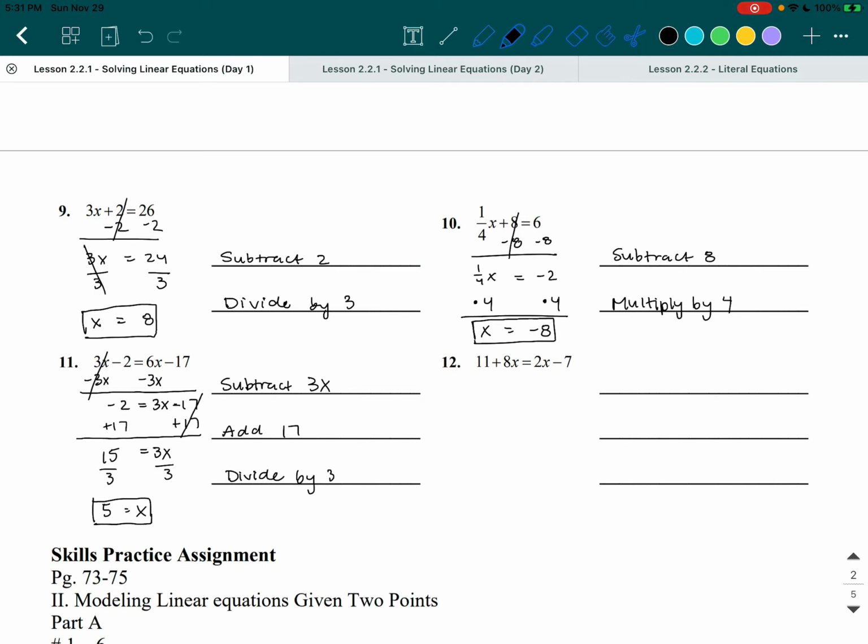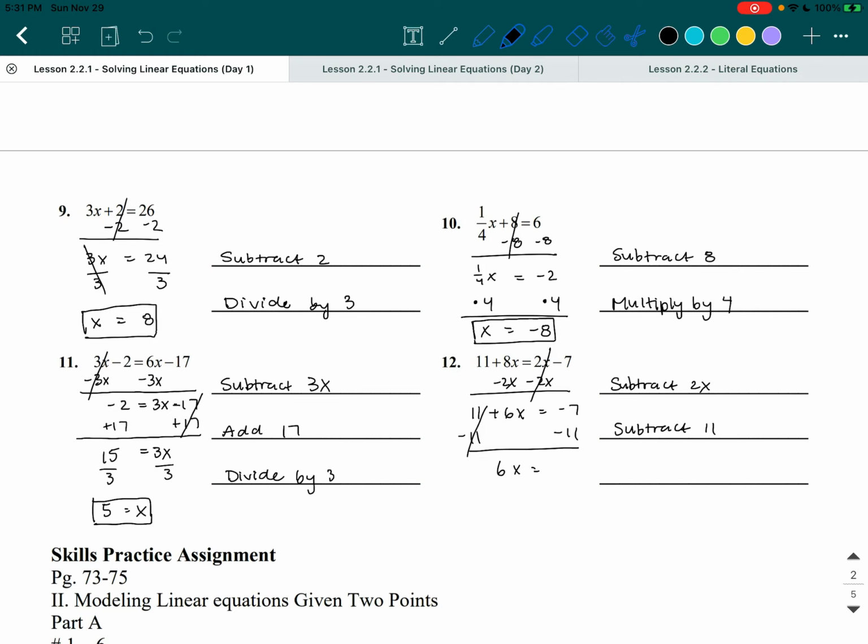All right, so for number 12, hopefully you got to subtract 2x on both sides, because there's an 8x and there's a 2x. They're on different sides of the equation. There's 2 terms. You don't want there to be 2 terms. Bring it to the same side. So we get 11 plus 6x equals -7. Then after that, you want to subtract 11 from both sides, so that we get the 6x alone.